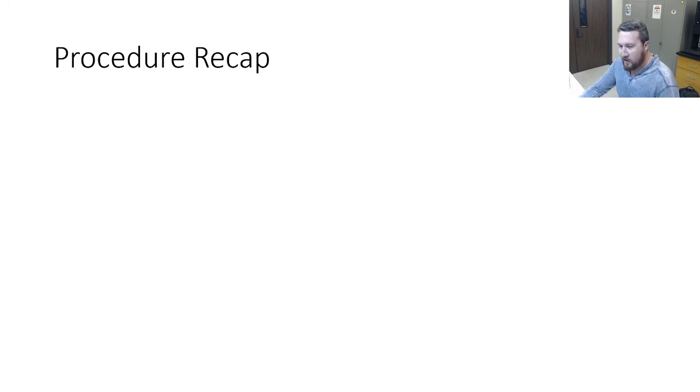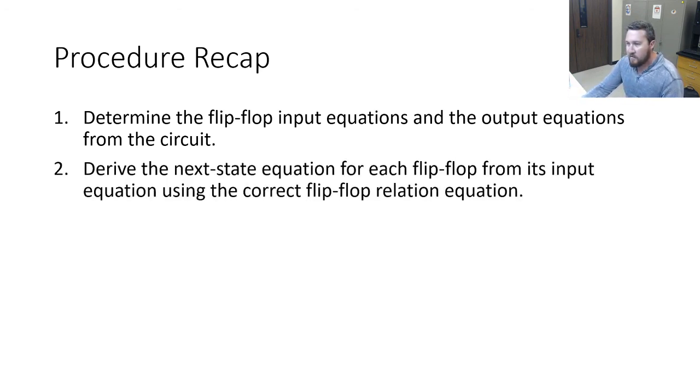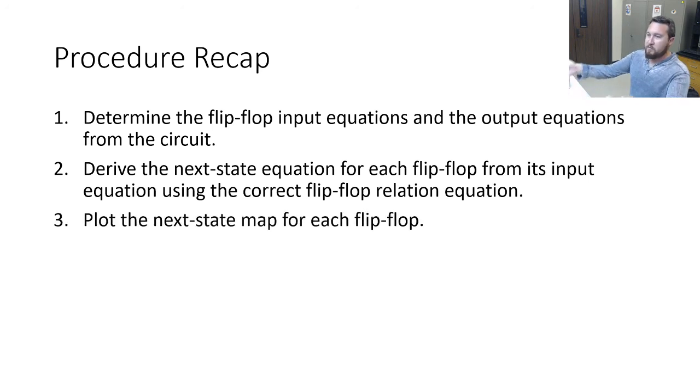All right. So real quick, let's recap that procedure for getting to our state graph. Step 1, determine the flip-flop input equations and the output equations from the circuit. Look at the circuit, see what those equations are going to be. Step 2, derive the next state equation for each flip-flop from its input equation using the correct flip-flop relation equation, whether it's a D flip-flop or an SR flip-flop or a JK flip-flop. Step 3, use those equations to plot the next state map for each flip-flop, on the K-map using that reverse engineering technique that we talked about.